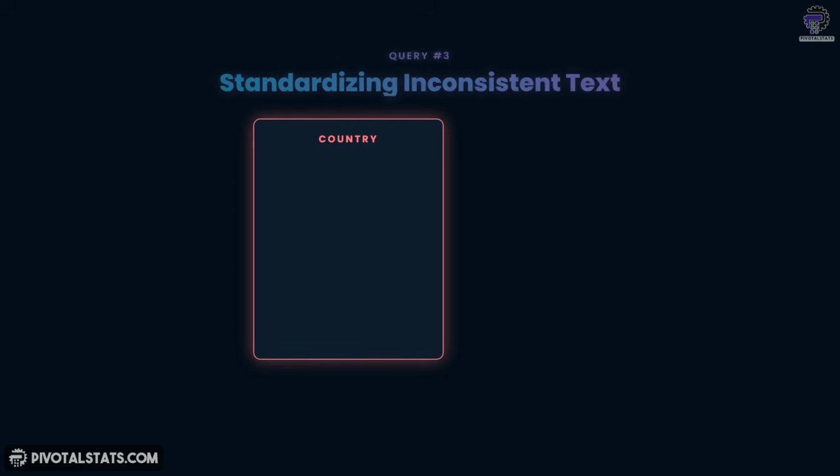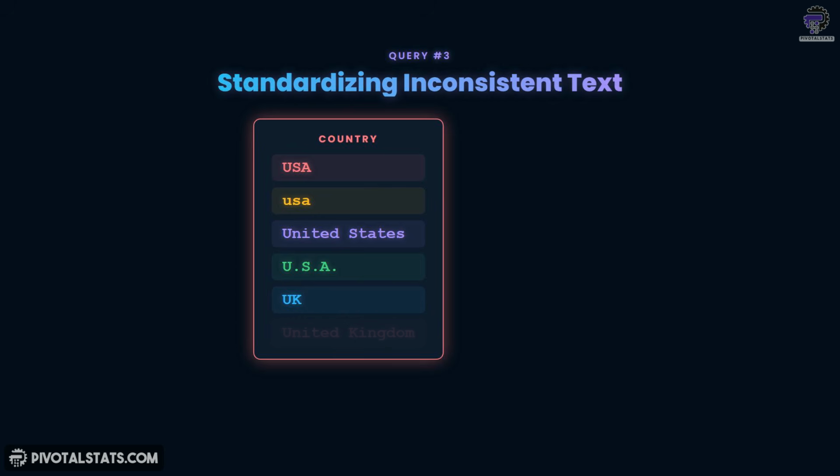Query number 3. Text standardization. And I want you to really look at this country column for a second. Six different string values, all of them meaning the same two countries. Every one of them will create its own separate row in a GROUP BY query. Your aggregate report will show USA with 234 records, U.S.A. with 67 records, and United States with 89. They're all the same country.